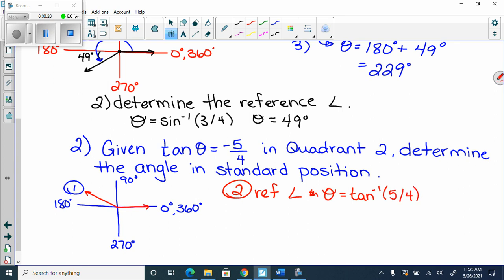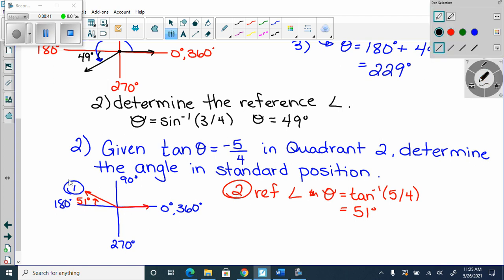What did everyone get for the answer, to no decimal places, the whole number? 51? Yeah. Not the least accurate drawing I've ever had. So from here to here is 51. That is the bow tie angle, from the x-axis up or the x-axis down, right? Bow tie angles. So we are going to try and get this angle.